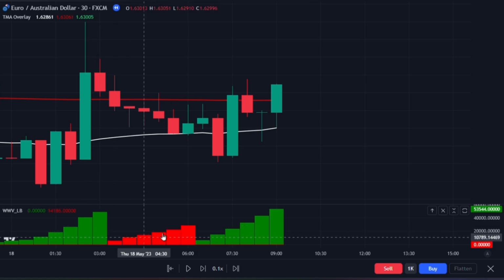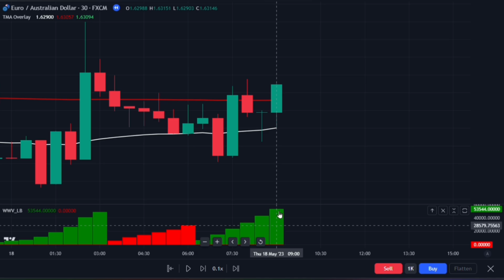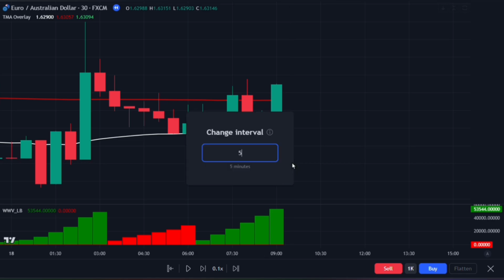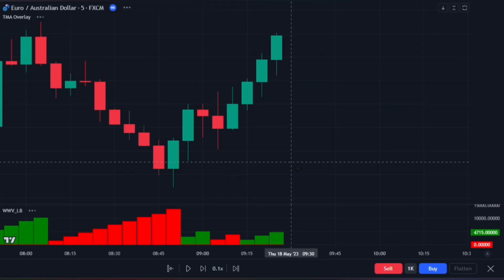So what we do at this point is take our trades, as this is our trigger candlestick, but we won't be taking trades on the 30-minute time frame. What we have to do is go down to the 5-minute time frame and hunt for our entry.